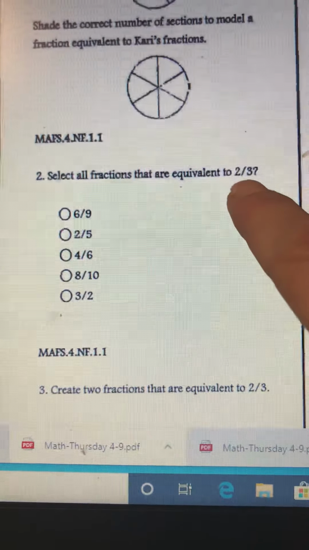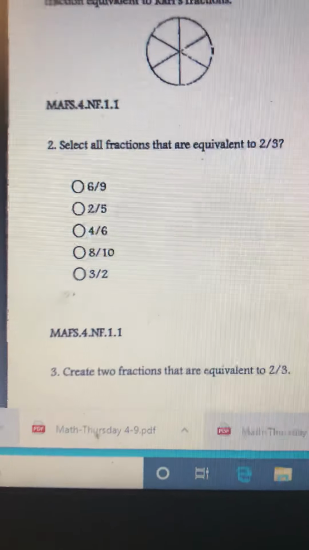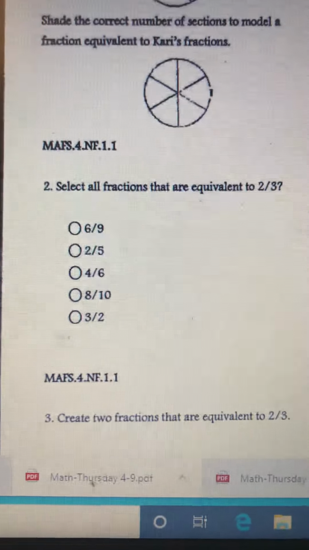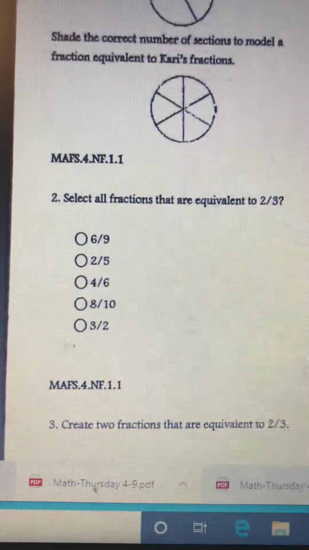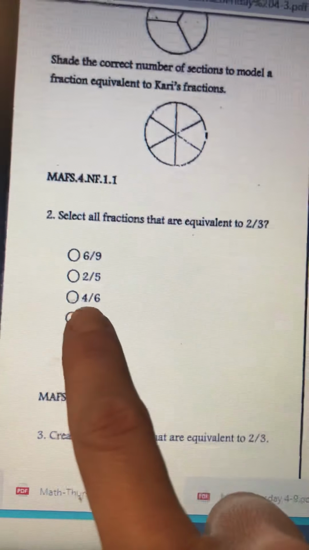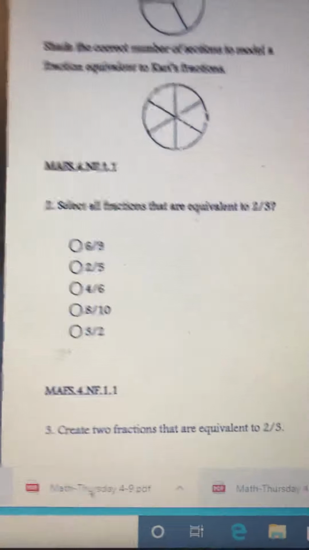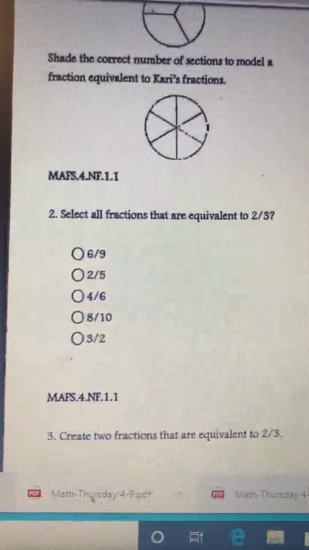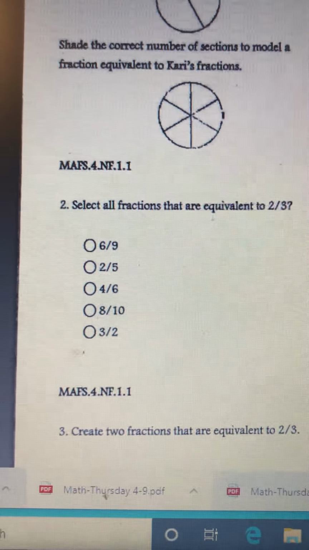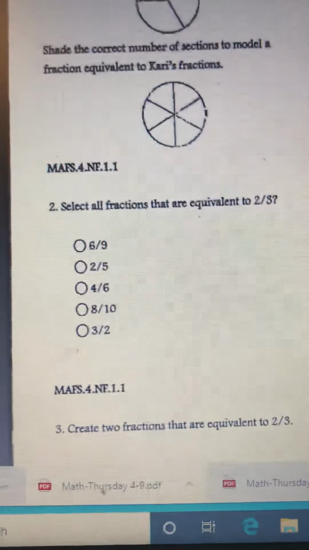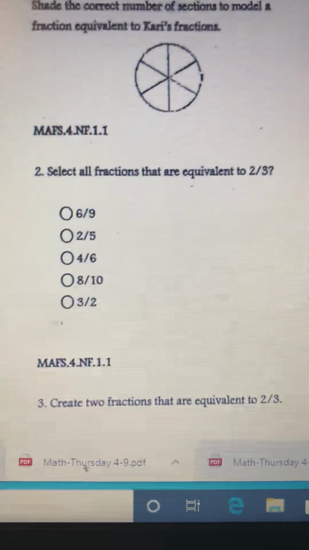But for 2/3, 2 and 3 don't share any factors, so you can't divide, so you're going to multiply. So for example, 2/3 times 2/2 would give you 4/6, which is an answer choice. But what else can you multiply 2/3 by? You can multiply 2/3 times anything as long as both of the numbers are the same on the top and the bottom. So you could do 2/3 times 3/3, 2/3 times 4/4, 2/3 times 5/5. Okay? Same thing for number 3, 2 fractions equivalent to 2/3.